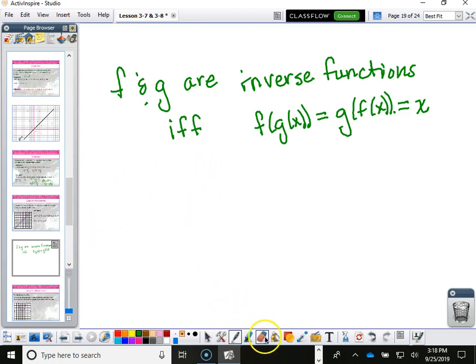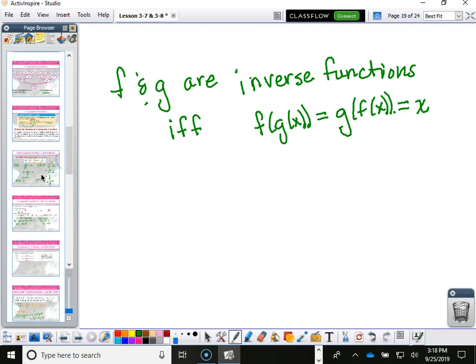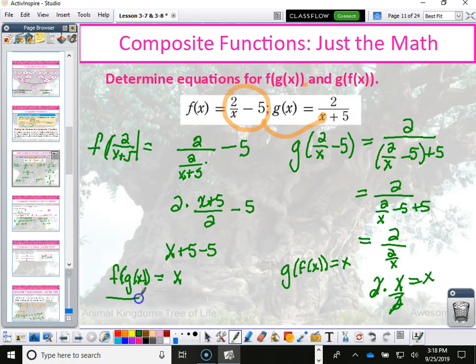So two functions are inverse functions if and only if f of g of x equals g of f of x equals x. They both have to equal x. So again, if we go back to those first two functions we composed, f of g of x equaled x, g of f of x equaled x, which means that these two functions up here are inverses. So if I solved for the other variable, I would have the other equation, which is a cool way to show two functions are inverses. Okay?